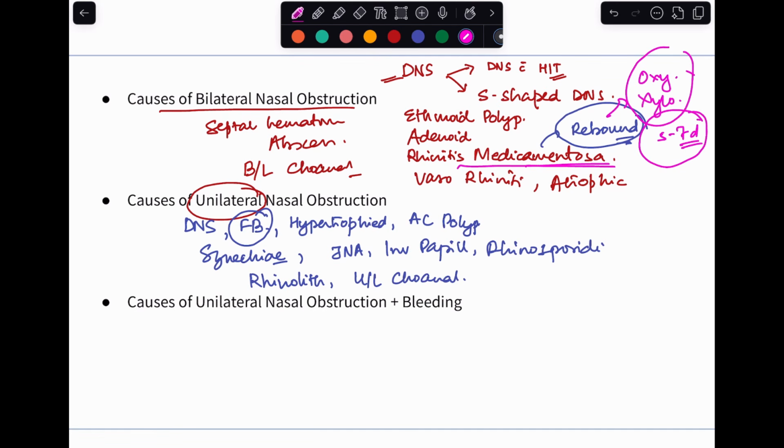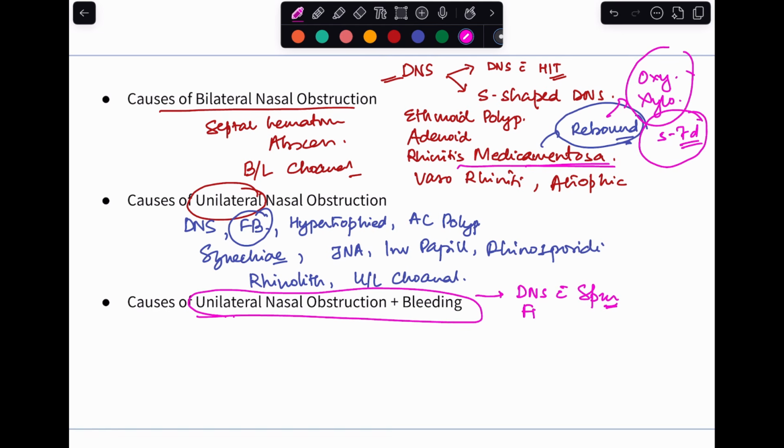Now, I have another question over here, which is, can you name some causes of unilateral nasal obstruction presenting with bleeding? Now, we have to filter out the causes that we just named above. So one of the causes here would be a case of DNS with spur. Now, how does this spur lead to bleeding? This spur is basically a very angulated projection. The mucosa over it gets very stretched and that leads to bleeding.